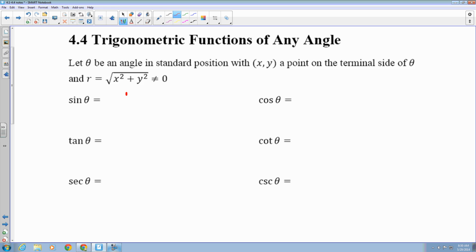So our sine is now y over r. Cosine will be x over r, and tangent has not changed. It's still y over x. So let's flip everything else. Just remembering that when we're not on the unit circle, we have to incorporate our r.